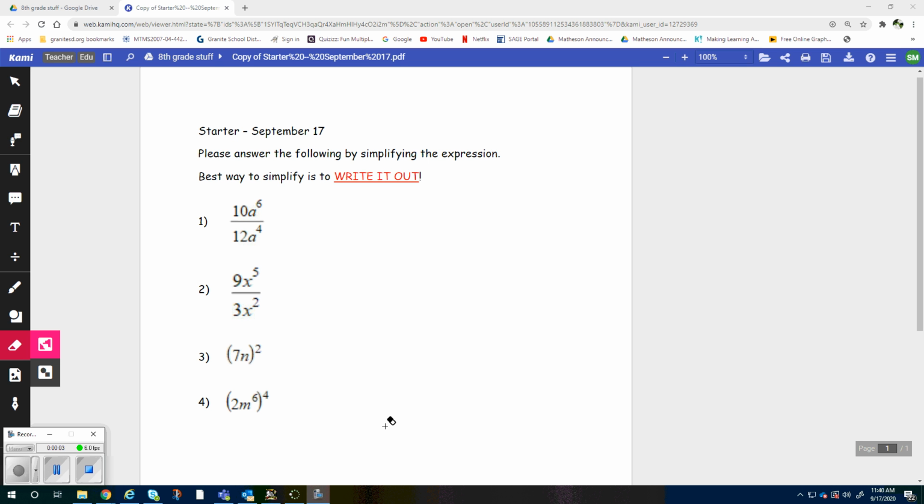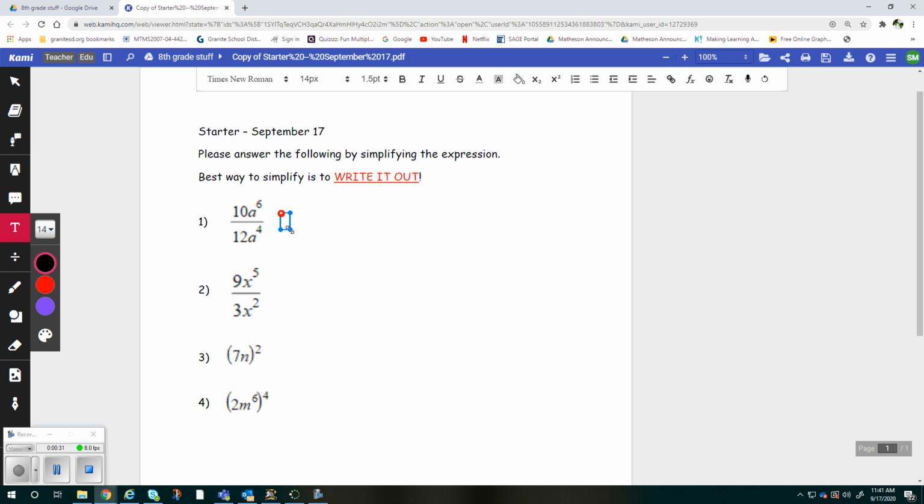Okay, so I was asked to talk about the starter for today that maybe online kids were struggling a little bit with. I have gone over it in detail in class, so those that are in class know what's up. But let's talk about this. The best way to simplify is to write it out. And I talked about that in the help video I did for the practice for September 16th. But let's talk about what that looks like here.